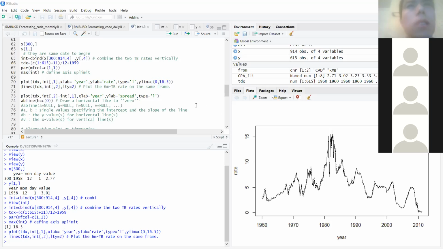Use the max function. So in this case, it's between 0 and 16.5. In this case, we can make the graph more precise. Because if you didn't specify that, R may give you 20 or 30. You want to highlight the magnitude of that. So you want to specify the maximum as the true maximum of all the data.